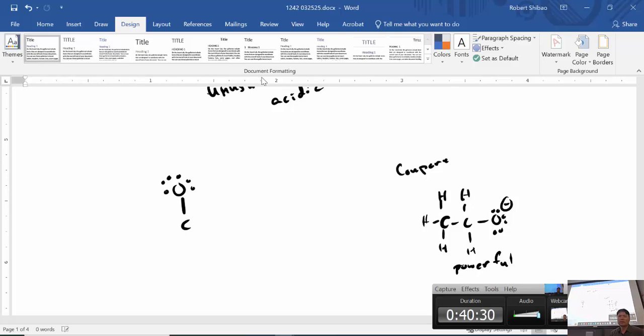I don't know if I should say powerful, might be too strong a word. Let me just say strong. This is a strong base. It's not one of the strong bases you had to memorize. This is a strong base that you'd be able to determine from the structure. In fact, I'd expect this base to be stronger than hydroxide or weaker than hydroxide? Stronger.